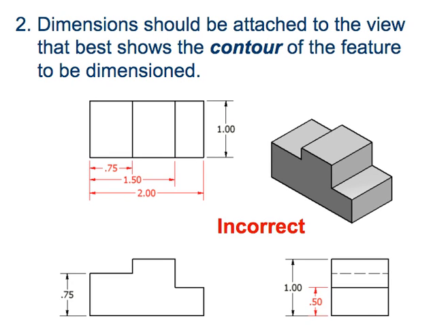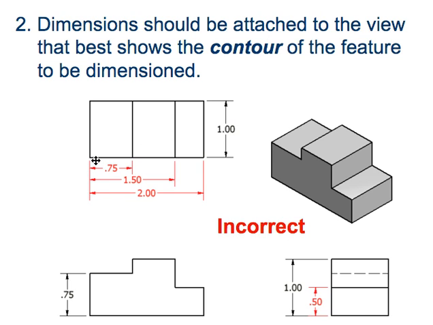Rule number 2. Dimensions should be attached to the view that best shows the contour of the feature to be dimensioned. What we mean about the contour: if you look at the front view of this shape, you can actually see the steps. This step is at this elevation, then it gets higher, and then all of a sudden it goes down, it gets lower. That is what we mean by the contour.